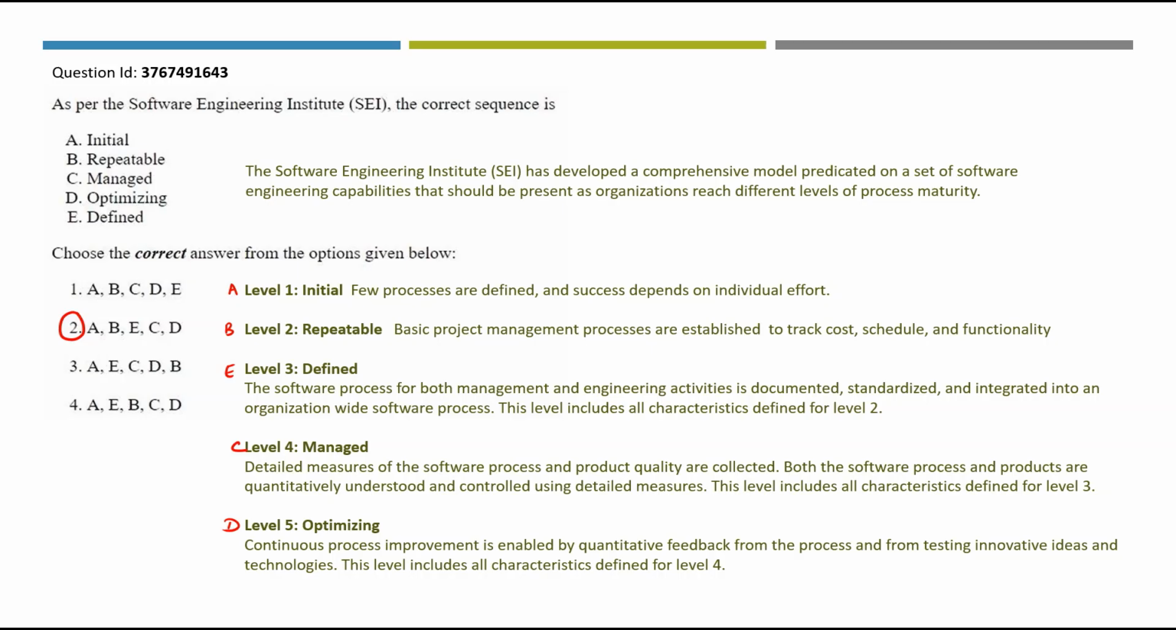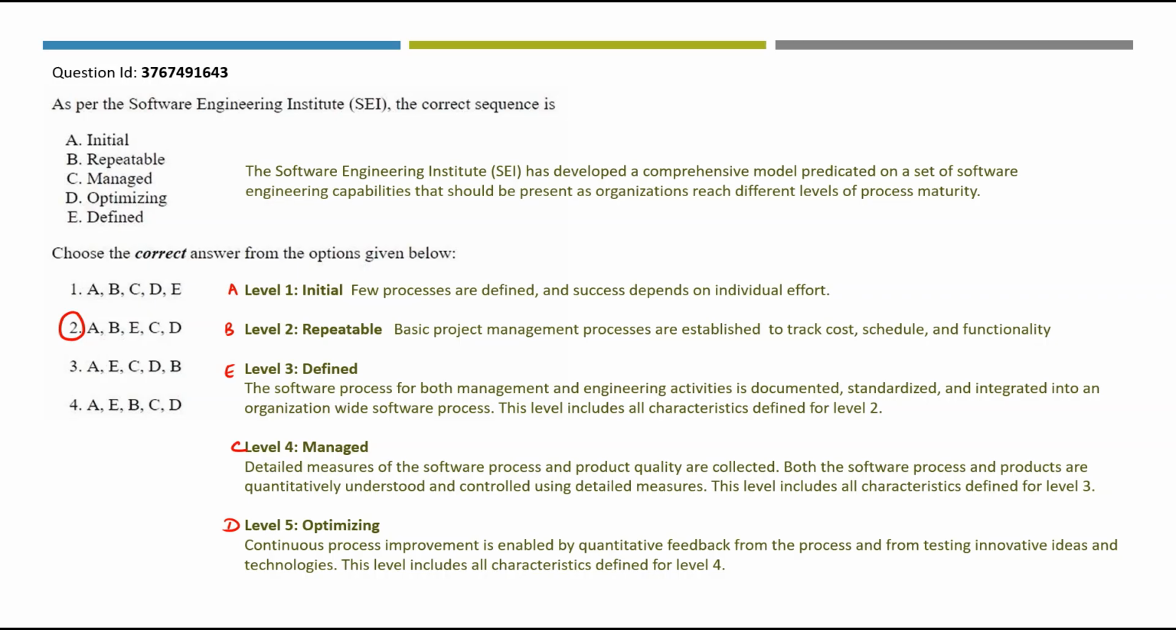What about level 4 managed? Detailed measures of the software process and product quality are collected. Both the software process and products are quantitatively understood and controlled using detailed measures. Based on quantitatively understood term, what you can understand is you have some kinds of measurements and metrics that will give you some values. This level includes all characteristics defined for level 3.